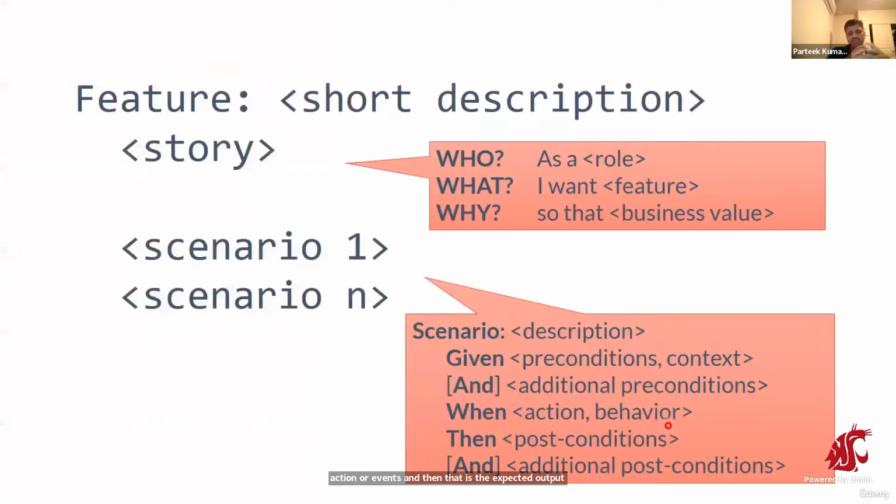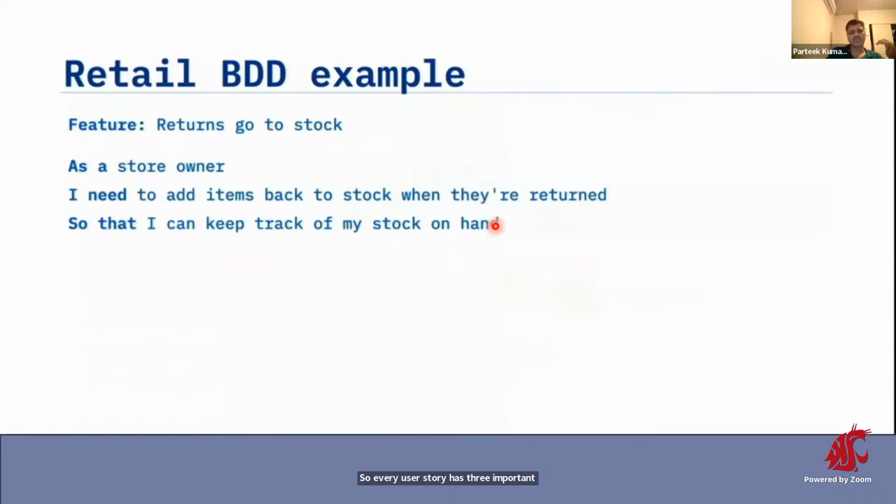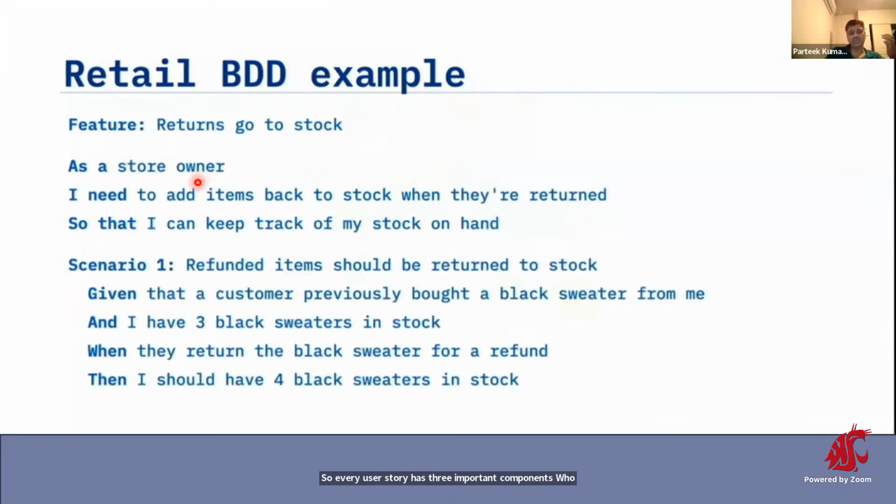So as I mentioned, first of all, we mention the user stories, and a user story has three components: who, what, and why. So who, as I mentioned, as a role, I want this so that I can do this. Every user story has three important components: who, what, and why. For example, in this case, you can see that we are talking about a store owner. So who is the store owner? What: I need to add an item back to the stock. Why: so that I can keep track of my stock on hand.